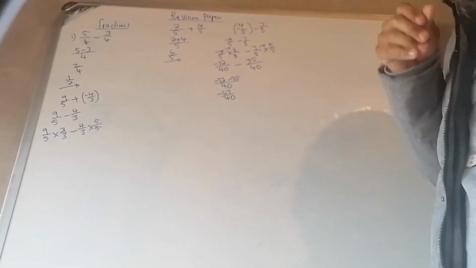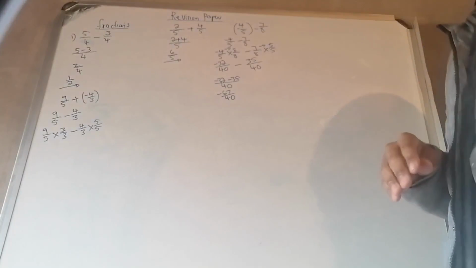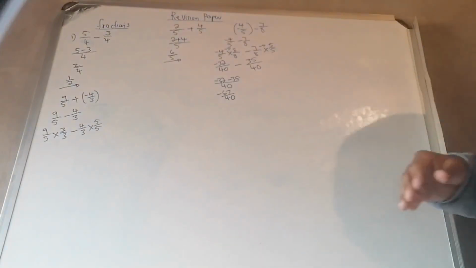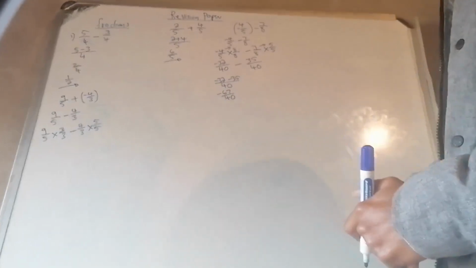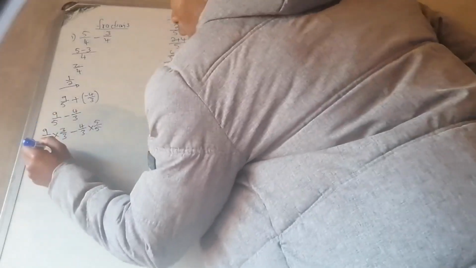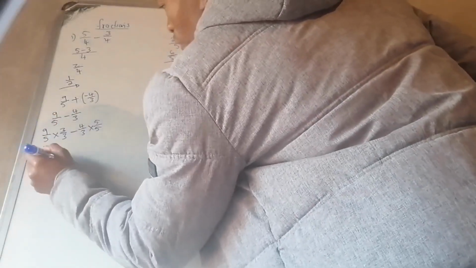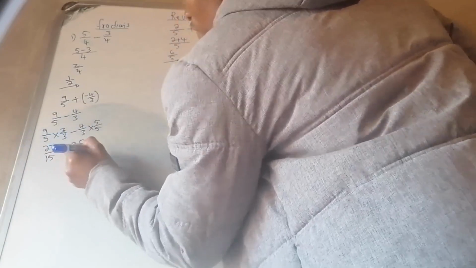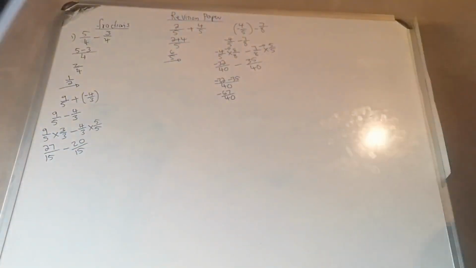Now, what is 9 times 3? 27. So we have 27 over 15 minus 20 over 15. 4, 8, 12, 16, 20.